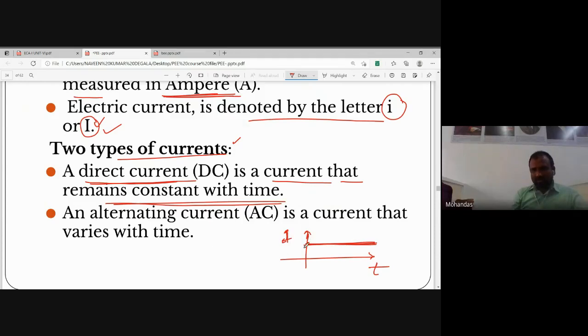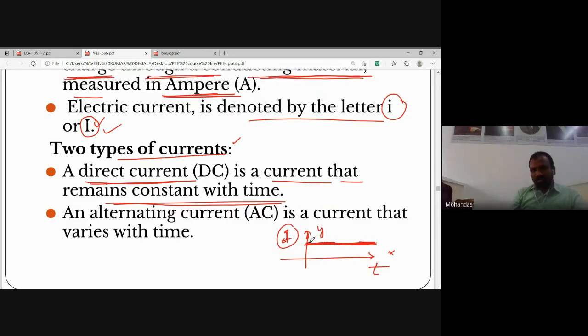Suppose this is the y-axis and this is the x-axis. Above the x-axis only the current is present. Okay. With respect to time, the magnitude is constant. That is known as direct current, and the other current is alternating current.